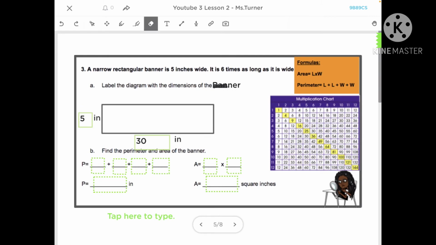All right, you guys, now that we figured out our dimensions, it is now time for us to find our perimeter. Remember, perimeter equals length plus width plus length plus width. What's my length again? Good, 30 inches. What's my width? Good, 5 inches. So instead of using L's and W's, let's use numbers. Perimeter equals blank plus blank plus blank plus blank. Fill in those blanks for me.